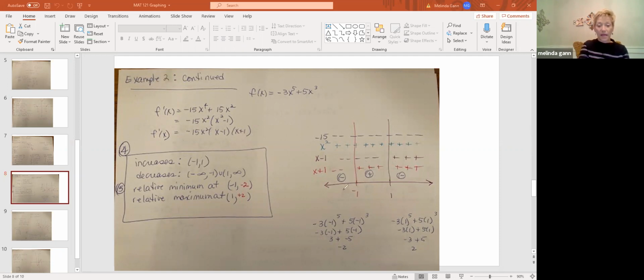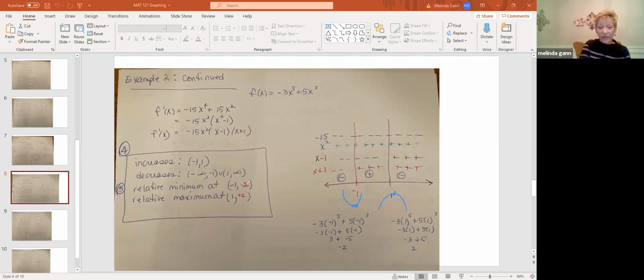Now think about it. If you're coming down and suddenly you turn and go up, what would you have right here at that turn? Wouldn't you have a relative minimum? So that's how I knew I had a relative minimum at -1 comma something. And similarly, if you're going up and then suddenly you turn and go down, right there at the turn, wouldn't you have a relative max?